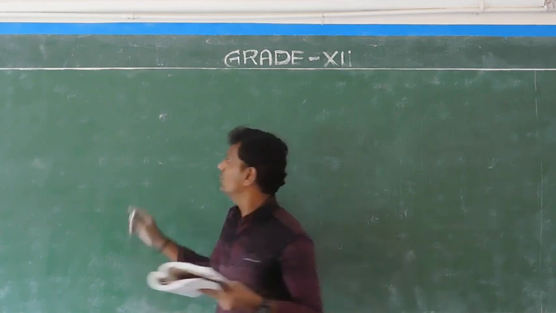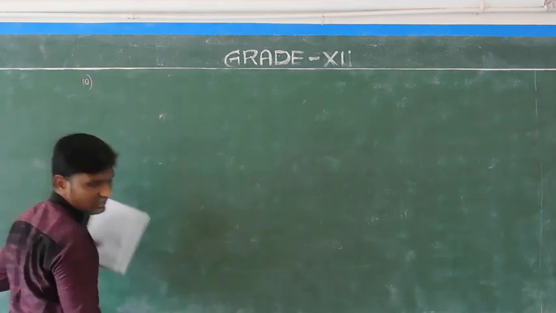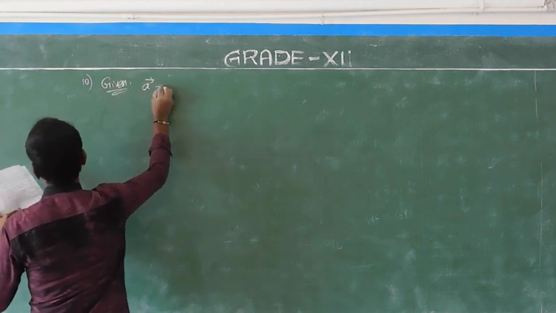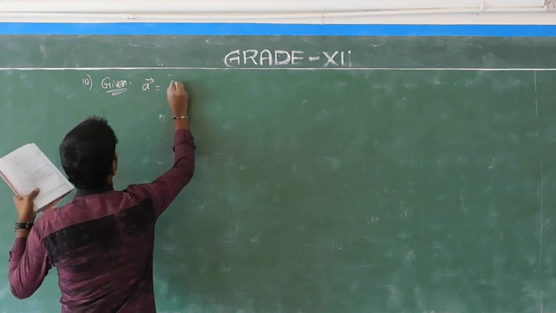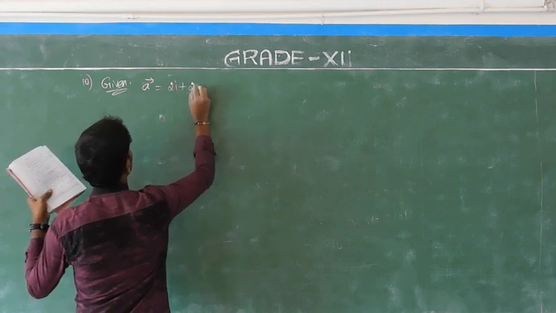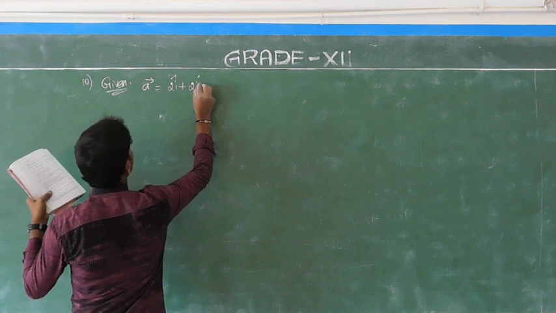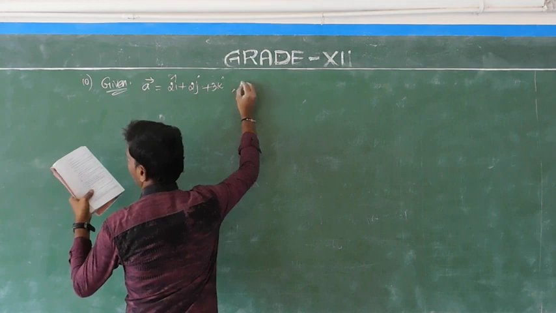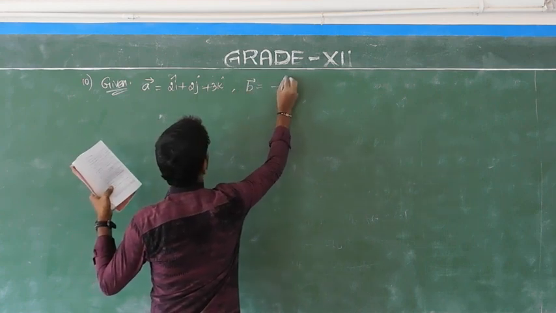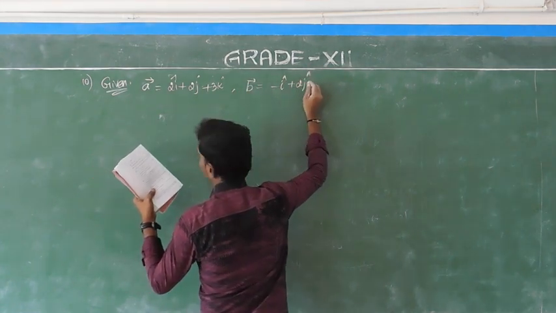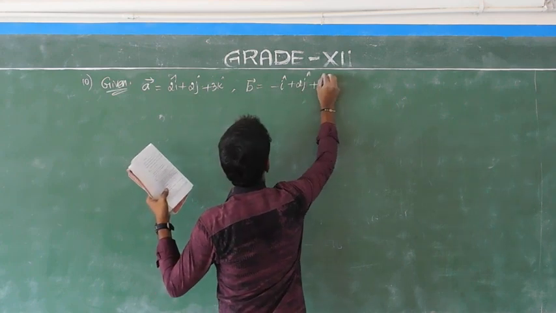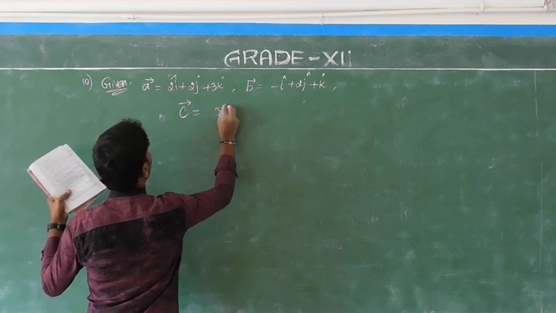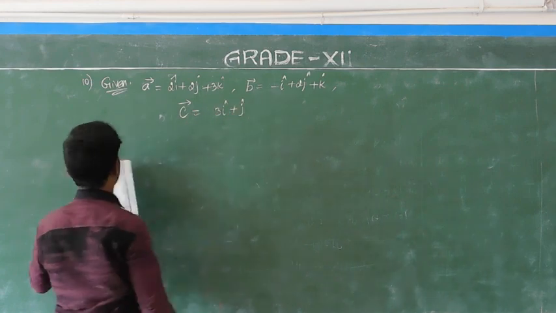If a vector, what is given? First I want to write the given. Given a vector equal to 2i plus 2j plus 3k vector. Then b vector equal to minus i vector plus 2j vector plus k vector. Then c vector equal to 3i vector plus j vector.